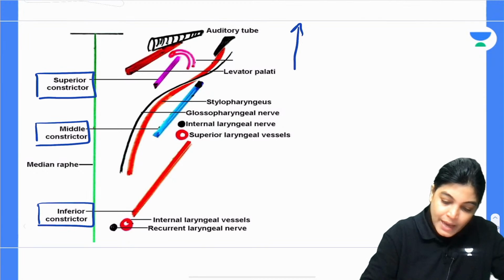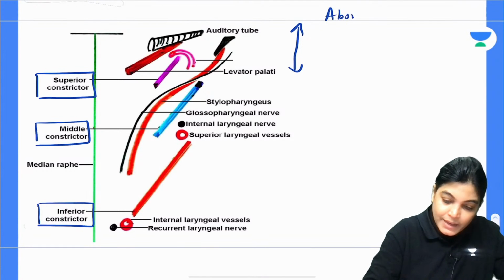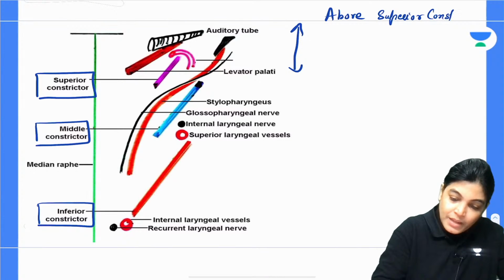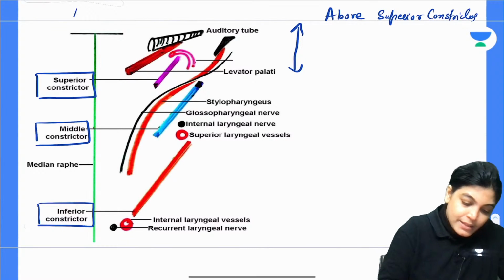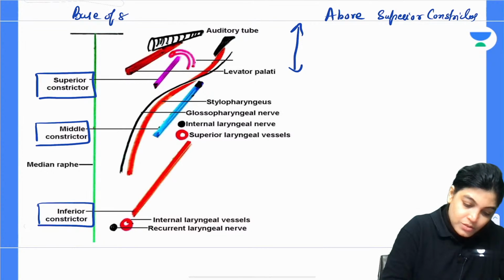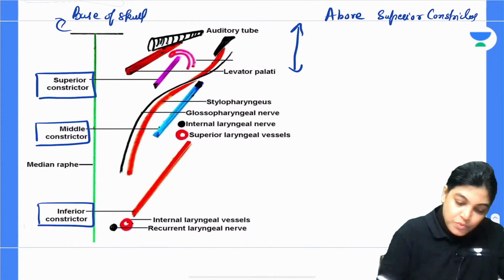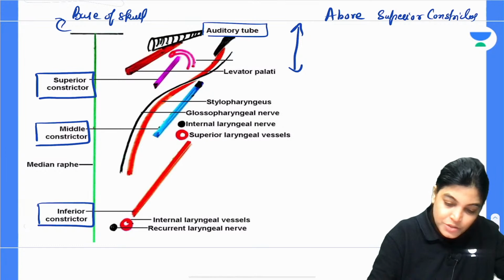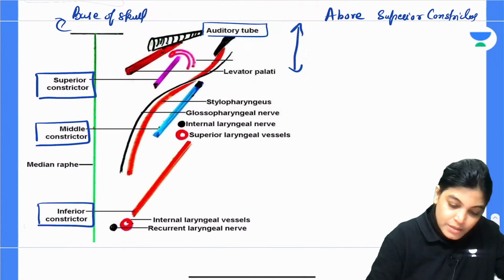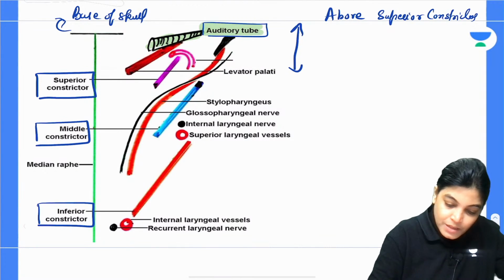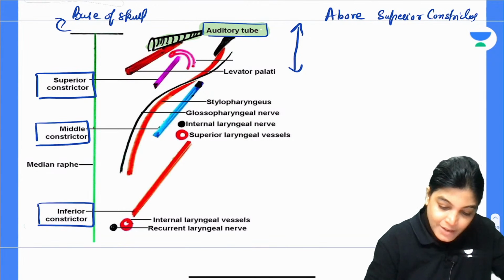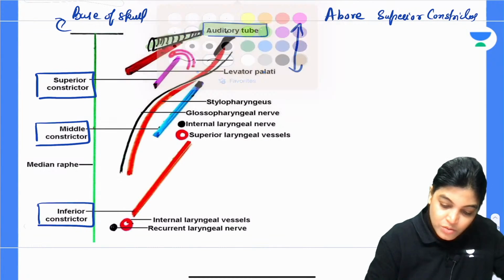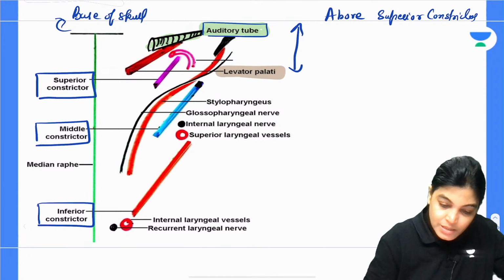One of the gaps is lying above the superior constrictor muscle, that means between the superior constrictor muscle and the base of skull. So this point is the base of skull. So 4 structures are passing. One is the auditory tube, which is passing. The other is the levator veli palatini muscle. So these are 2 structures.